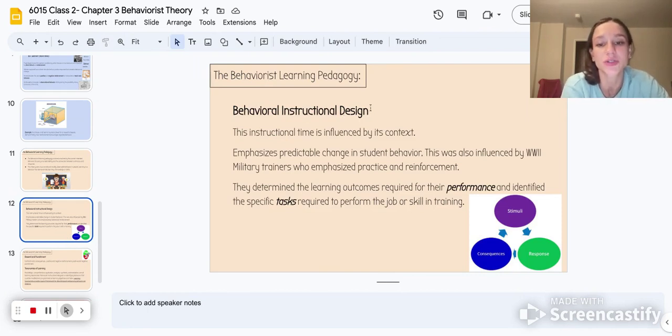Behavioral instructional design. So this instructional design is influenced by its context. It emphasizes predictable change in student behavior, which I also found interesting. I did not know that it was influenced by World War II military trainers who emphasized practice and reinforcement, and they determined the learning outcomes required for performance and identified the specific tasks required to perform the job or skill in training.